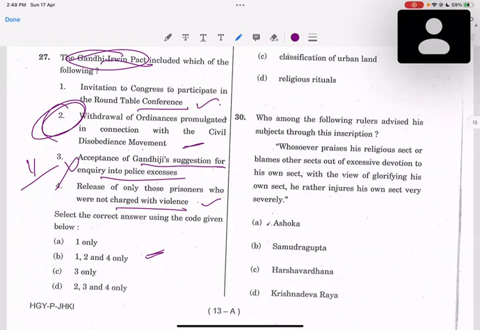So what UPSC did, UPSC removed this question. Although it's a very easy question, one option was confusing, because some say the ordinance was withdrawn, some say it was not withdrawn. So that's why UPSC removed it.